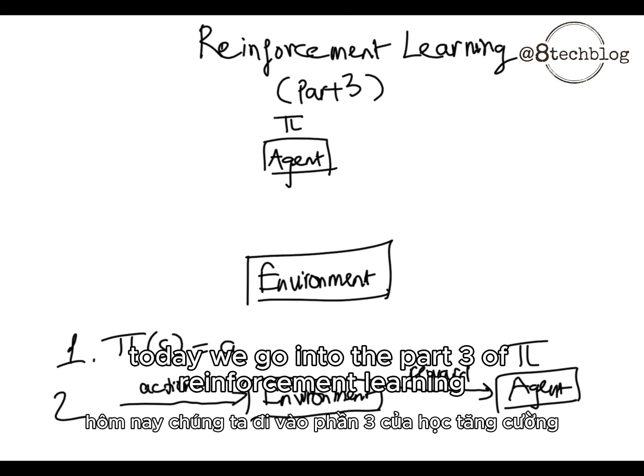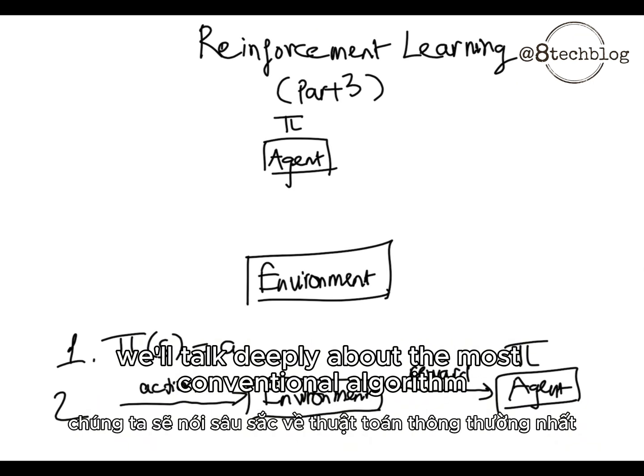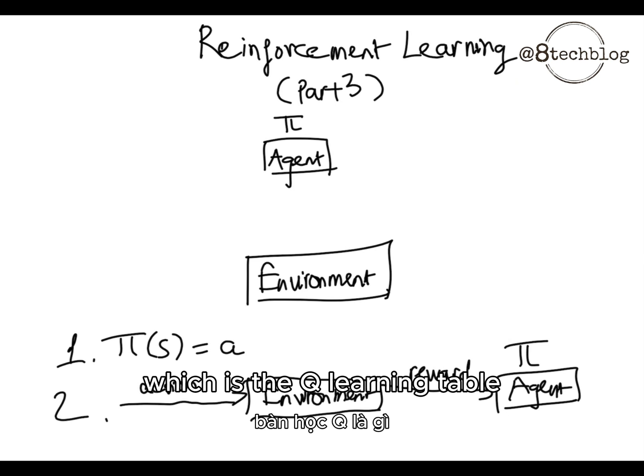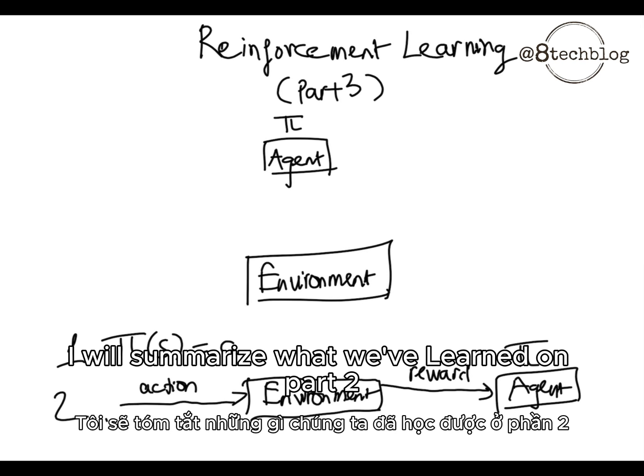Hello guys, today we go into part 3 of reinforcement learning, and in this part we'll talk deeply about the most conventional algorithm in reinforcement learning, which is the Q-learning table. And before going to that, I will summarize what we've learned in part 2.